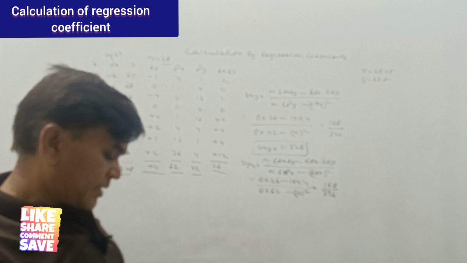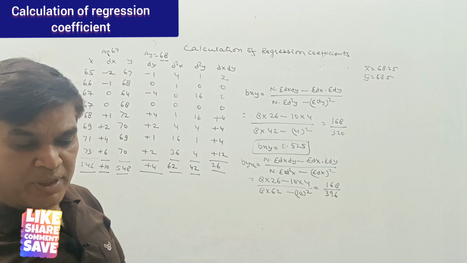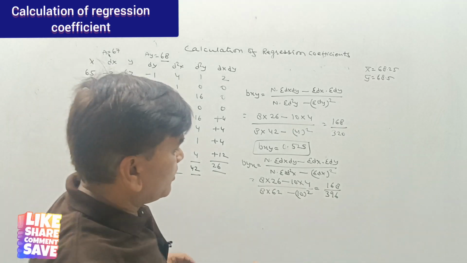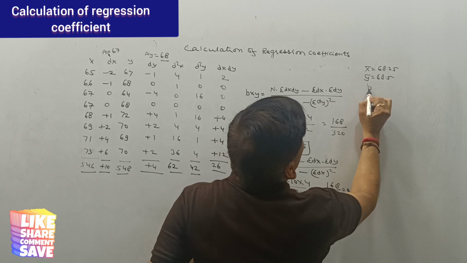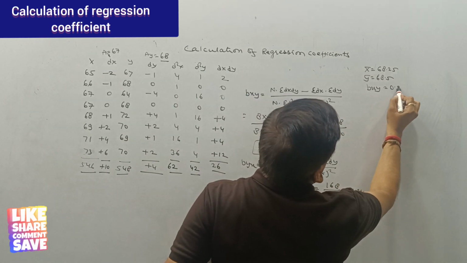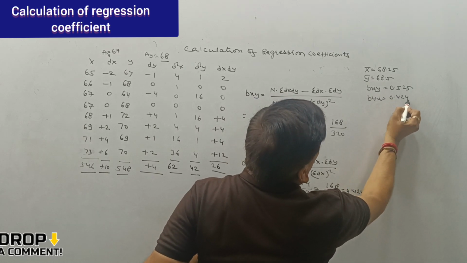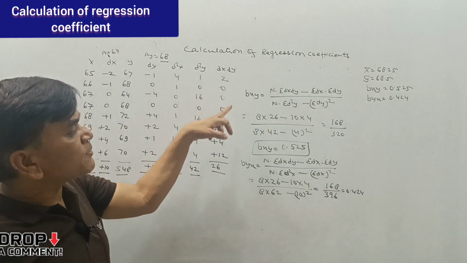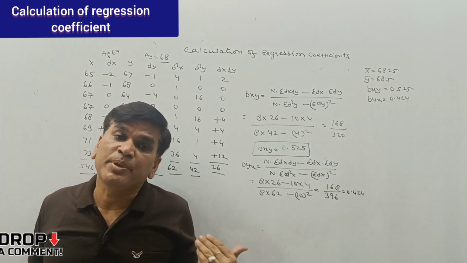So 168 divided by 396, so the value will be 0.424. So the BXY value is 0.525, and the BYX value is 0.424. So with the help of this formula, you can easily calculate the values of BXY and BYX.